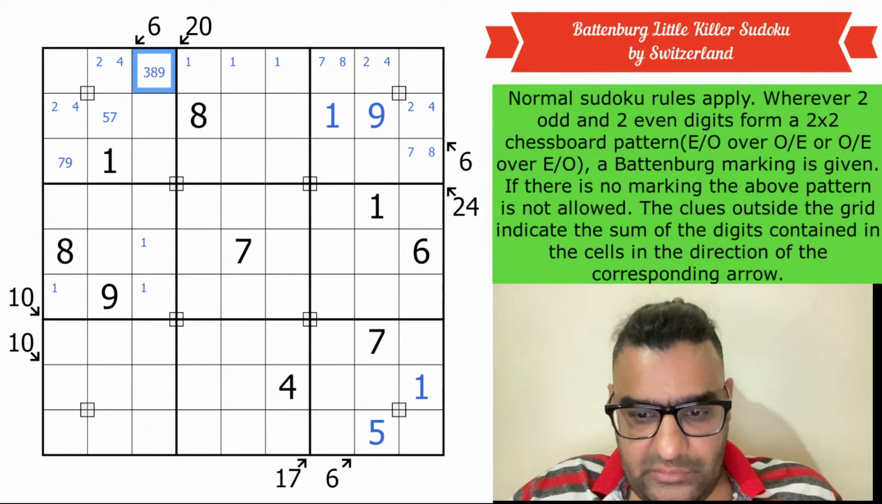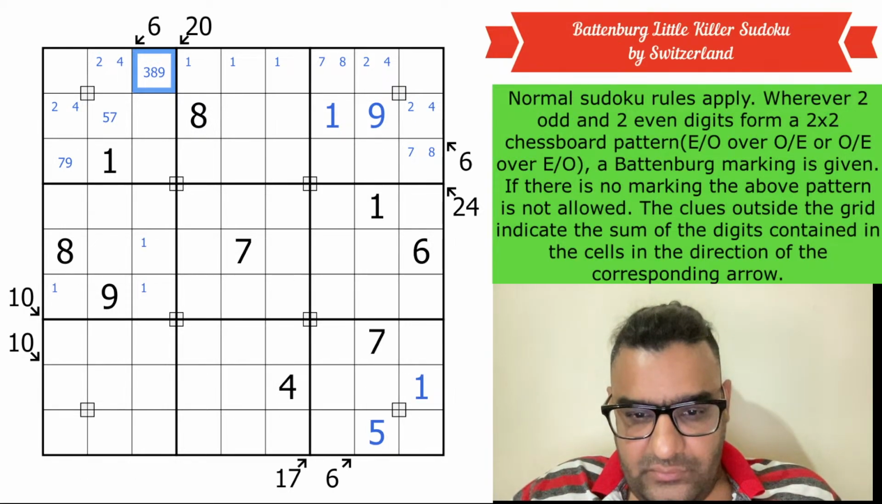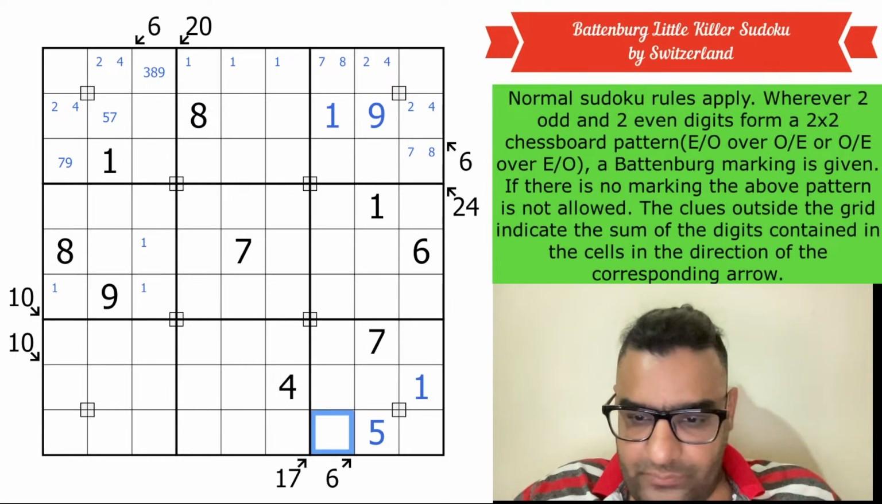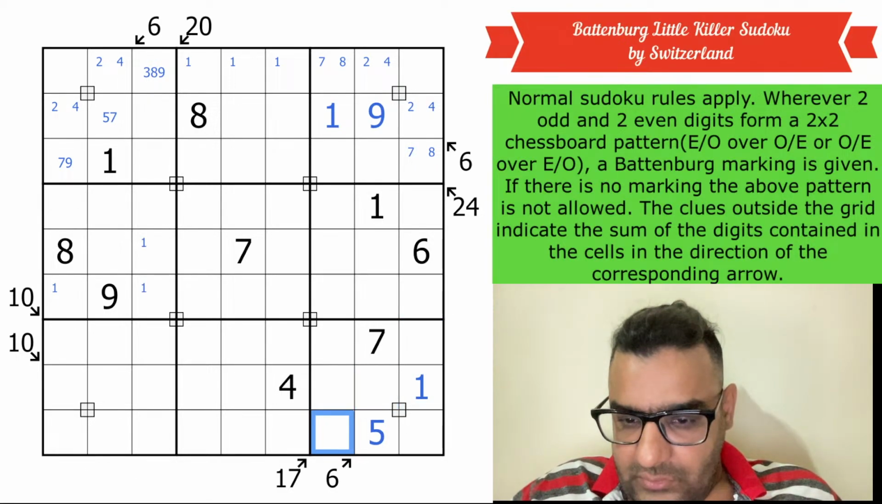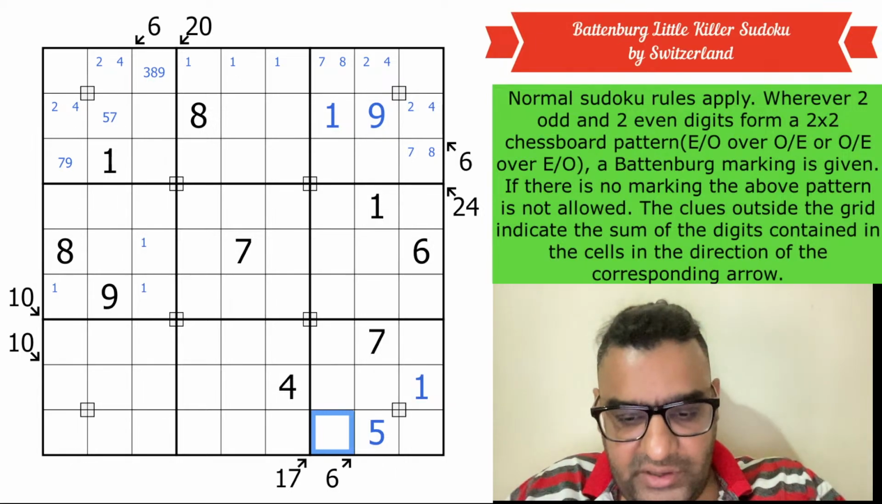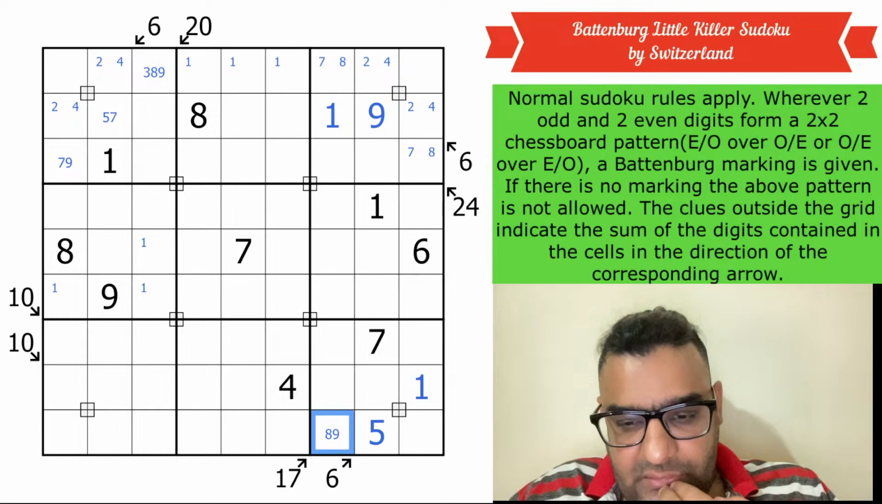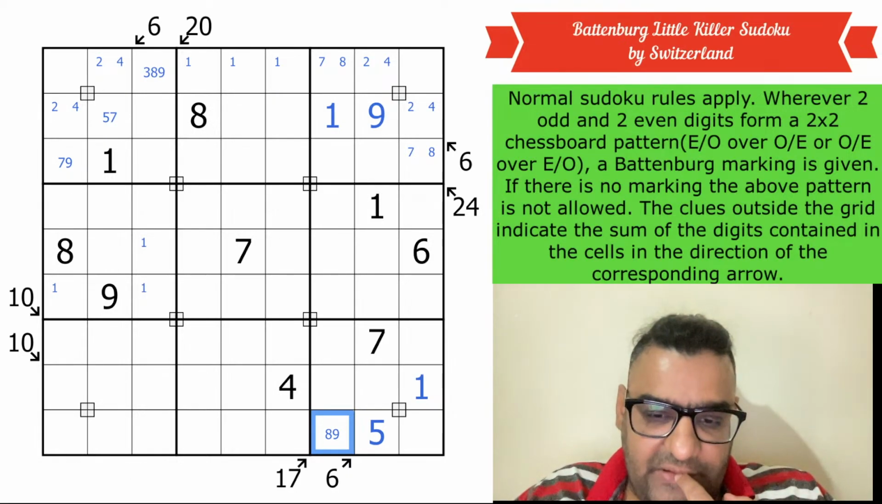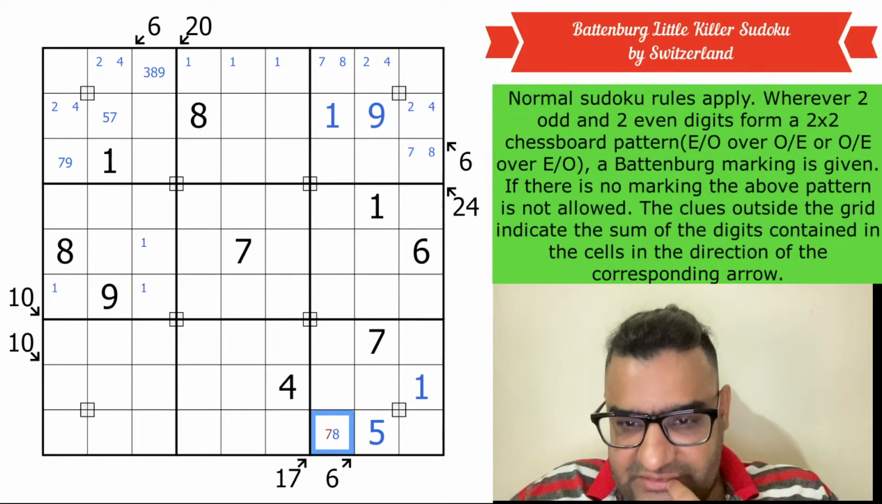Let's go and do this 17, because out of these diagonals, no word. Let's put 17. How can we add 17 together? To add 17, we can add 9 plus 8, but we have to get a third number. So we cannot put a 9 here. We can put 8, 7.